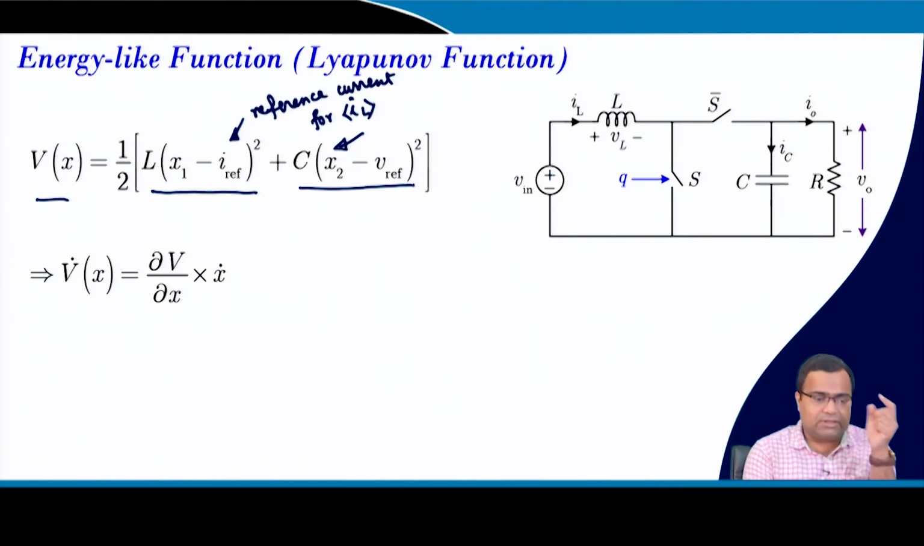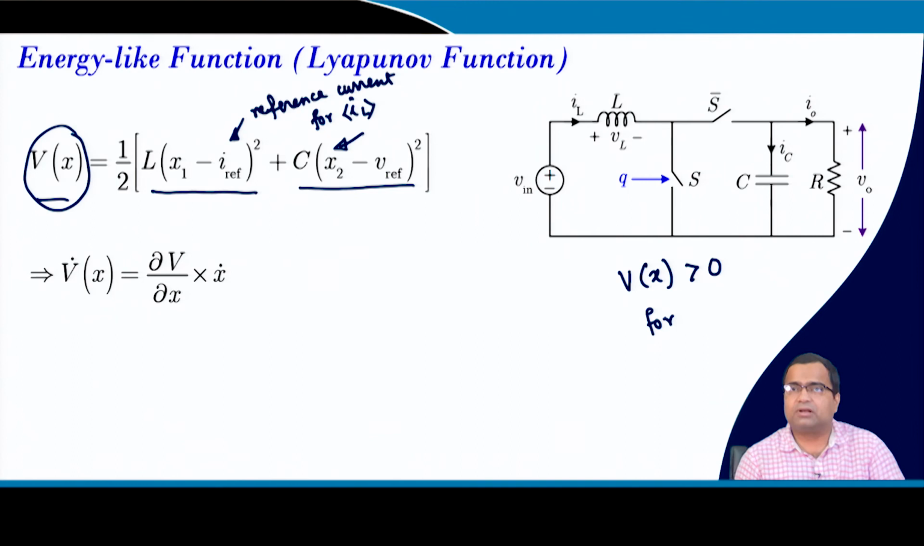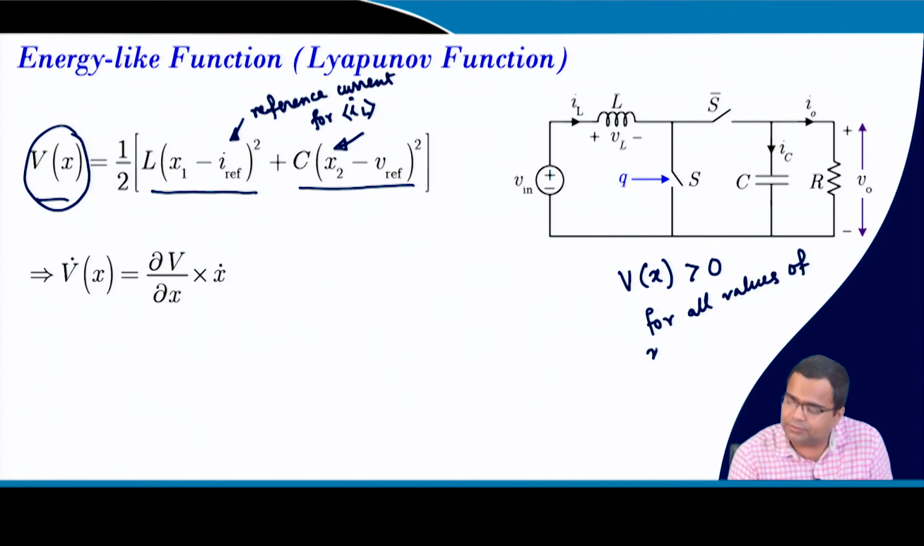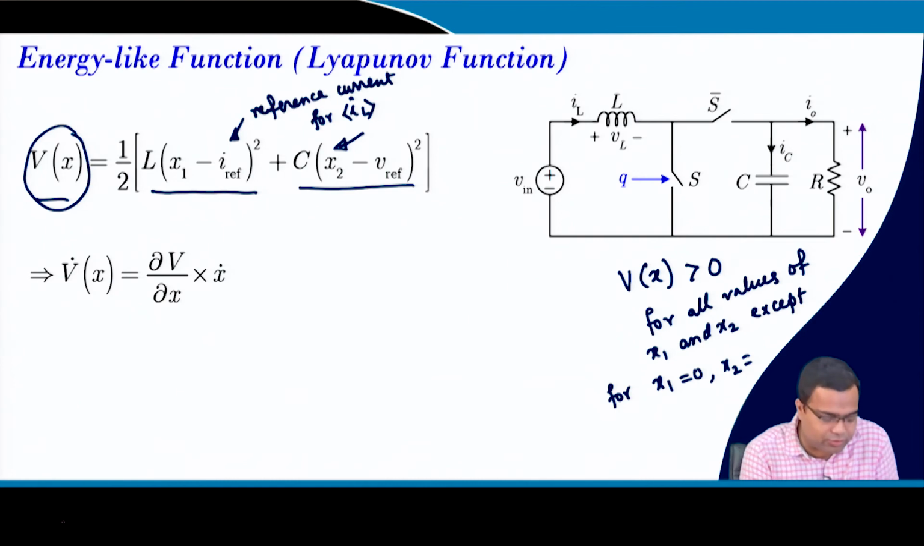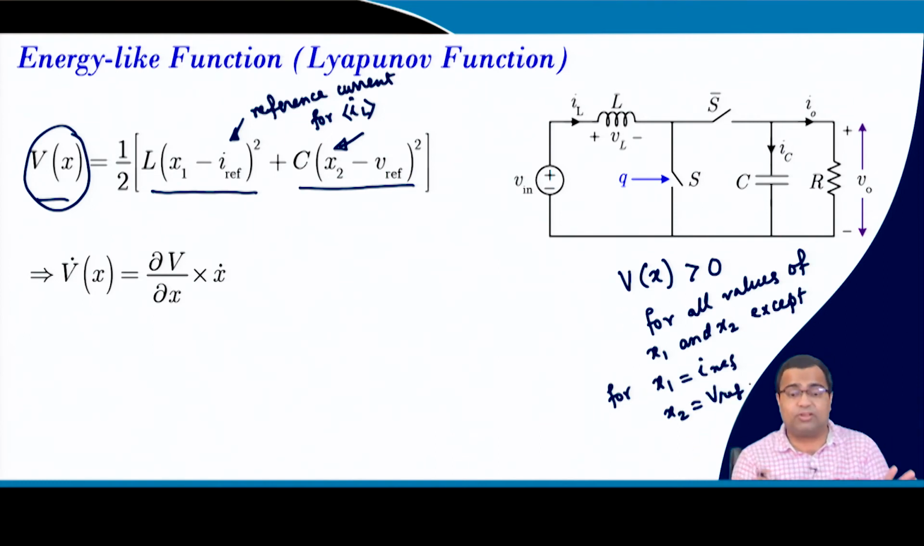Now, this energy-like function can be shown to be greater than 0 for all values of x1 and x2 except for x1 equal to I ref and x2 equal to V ref. Except for that point, it is always greater than 0, because it is an energy-like function.